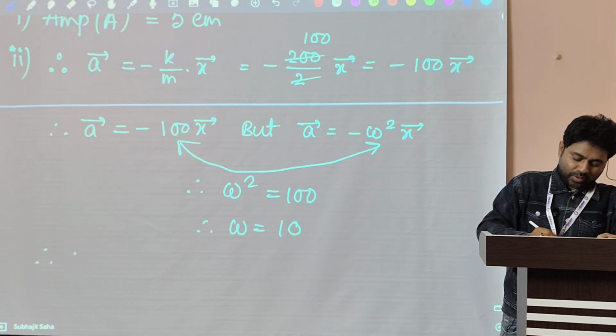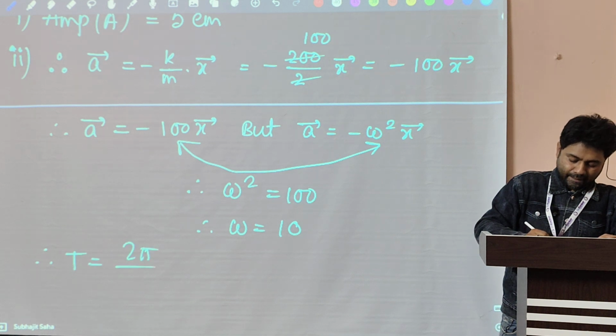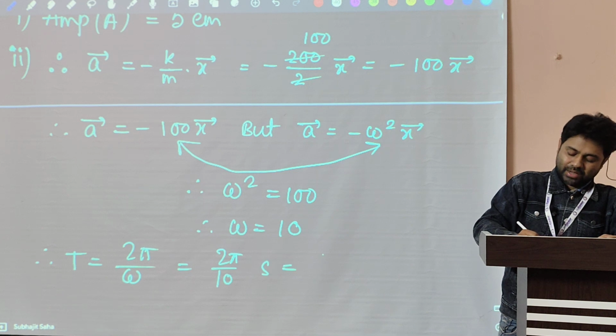So time period would be 2 pi by omega, 2 pi by 10 second, or pi by 5 second.